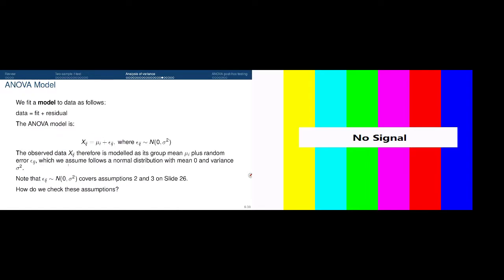Now we are going to have a look at a couple of slides for how we test the assumptions for the ANOVA. If you remember, the ANOVA had testing whether the population variances are equal across the groups, but we also need to check whether the data comes from a normal distribution. And the easiest way to do that is to check the residuals for the model.